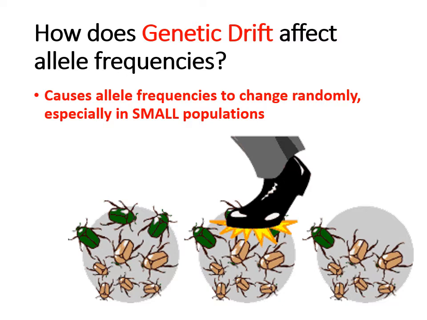One of the ways we say that officially is you end up with the chance disappearance, by luck, of particular genes as individuals die or do not reproduce. So you saw that by the smushed beetles.